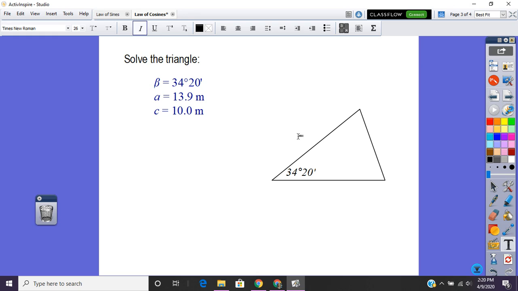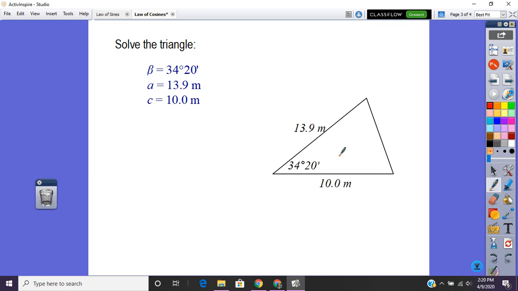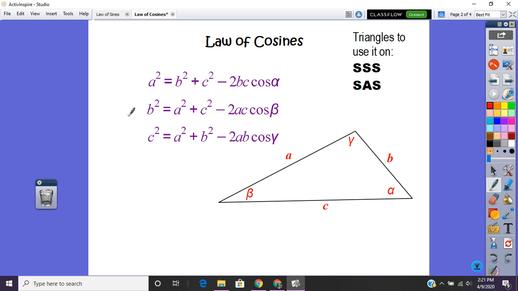So if that's beta, let's put our side A over here to be 13.9 meters. And this one will make this 10.0 meters. And then let's label on the things that we don't know. So if this is angle beta, that makes this side B. If this is side C, this is our angle gamma. And if this is side A, that makes this our angle alpha. And you can see that we have the side angle side situation. So if we've got B and this is our beta, out of these formulas, we're going to want to use one where we can have cosine beta. So this will be our formula that we're going to set up.